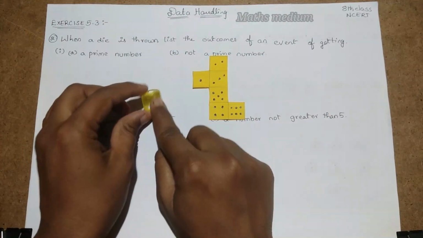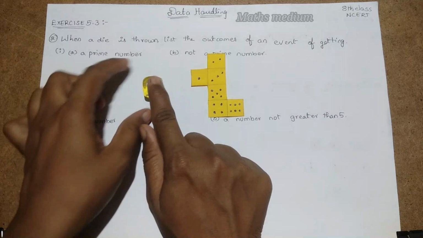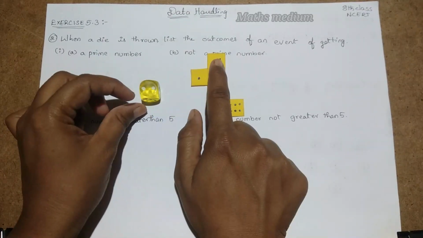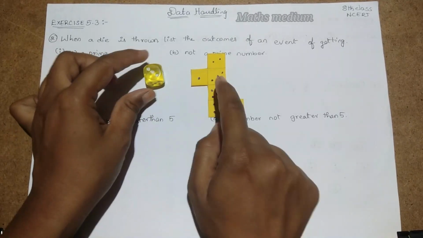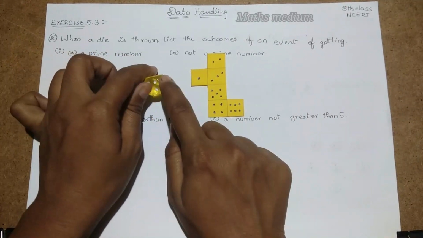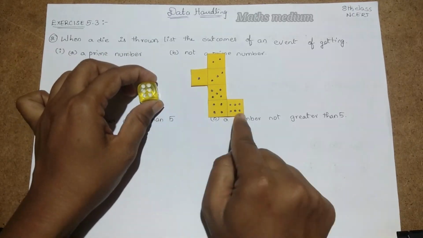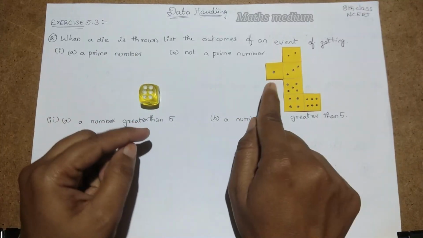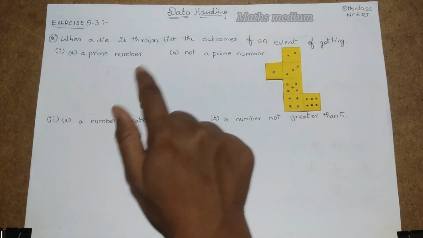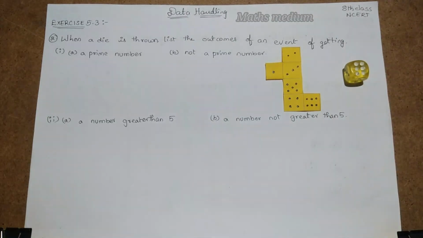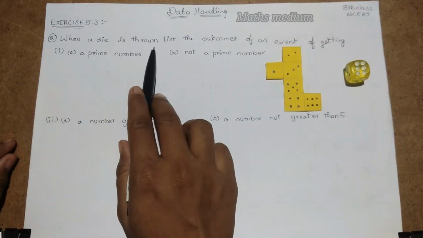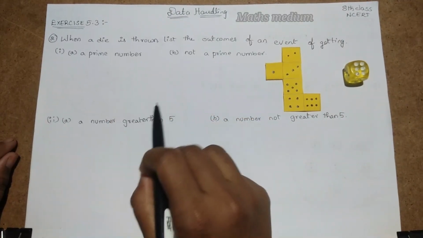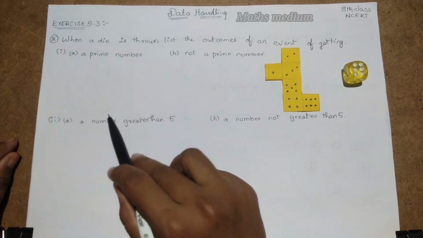See here, this 1, 3, 2. Below the 3 we have 5, 4 and 6, like this. Based on this we have to list out the outcomes of an event of getting. So when a die is thrown, we have to list the outcomes according to the questions.